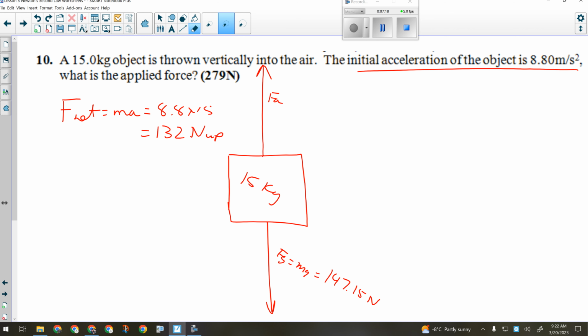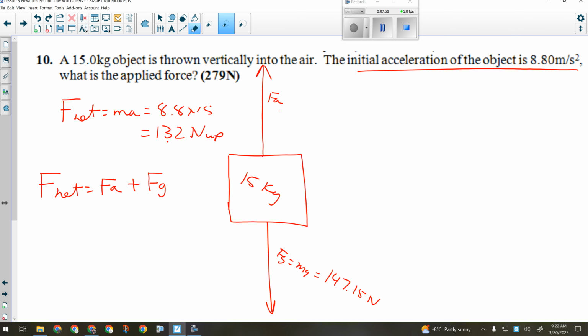All right, now that I've done that, this is kind of where sometimes people come off the rails, and that's okay because we haven't really done one like this. This 132 is the net force, but often I see people put it here, and the problem is, then they're like, but that's not what the answer is. How does that work? I just calculated the net force. Yes, you did. But remember that net force is the vector sum of the two forces involved. The applied force, which you're being asked to calculate, and the force of gravity. So that 132 is the net, not the applied.